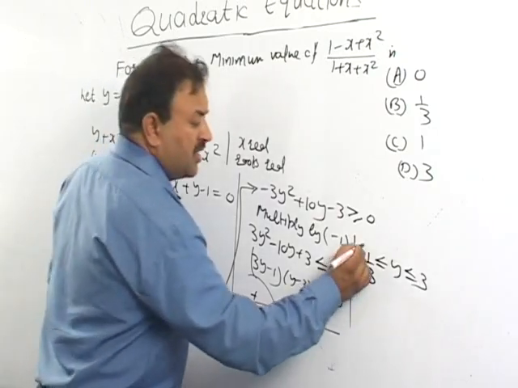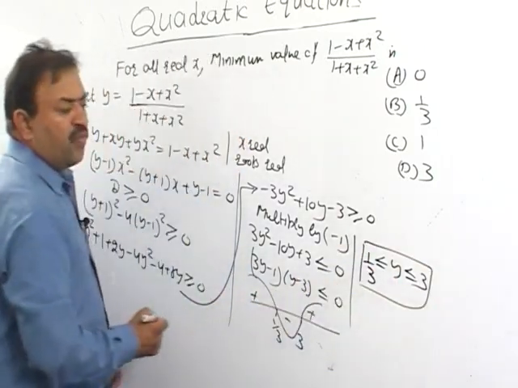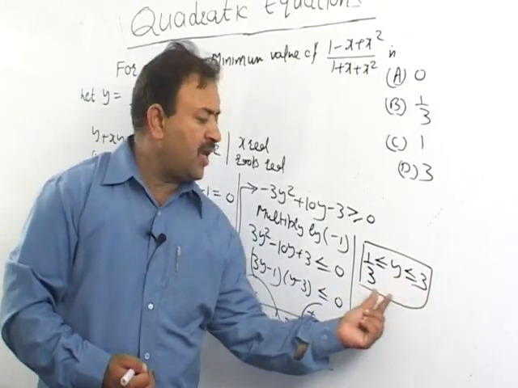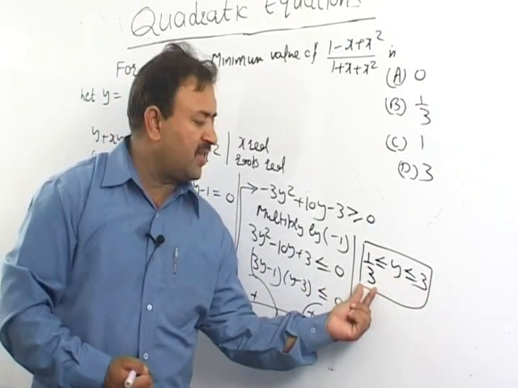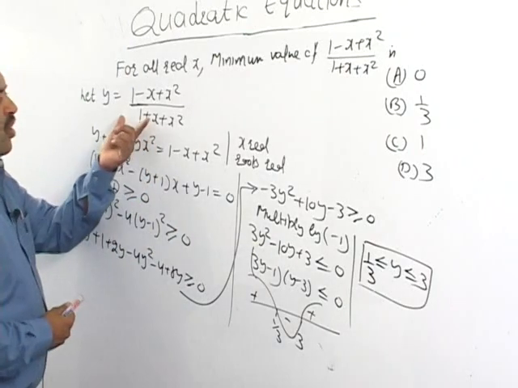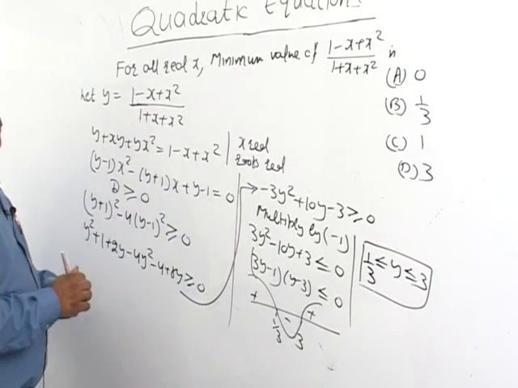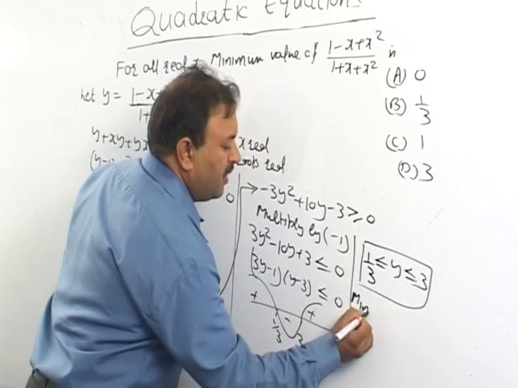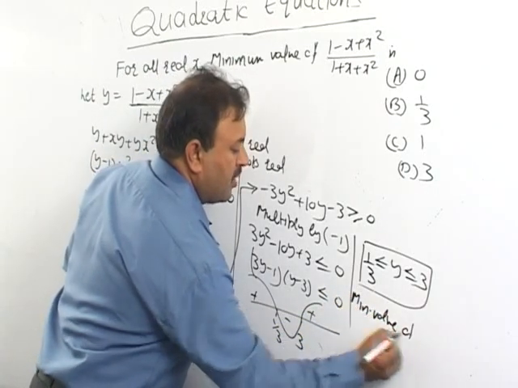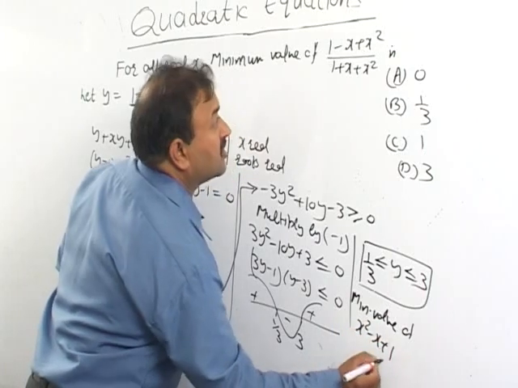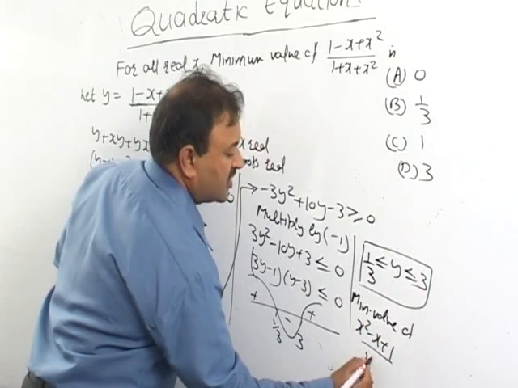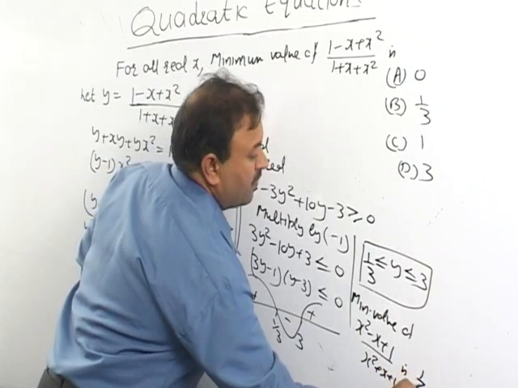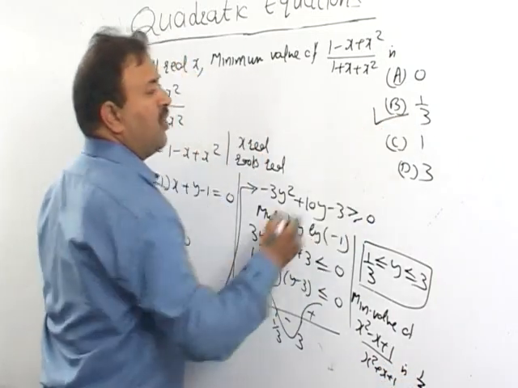It means this is the range of y. Range of y means the maximum value of y is 3 and the minimum value of y is 1 by 3. And y is this expression. So we have to calculate the minimum value of (x square minus x plus 1) upon (x square plus x plus 1), which is 1 by 3. So the right option is B.